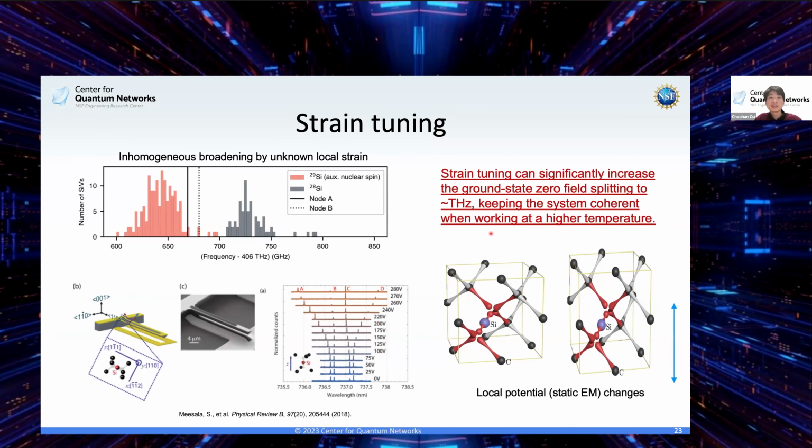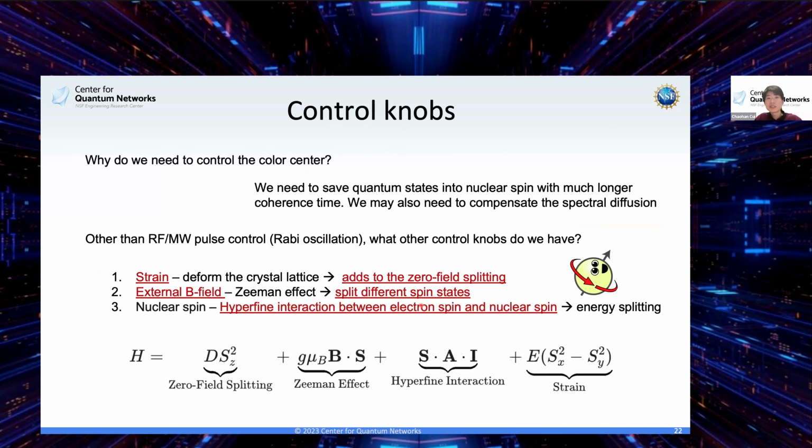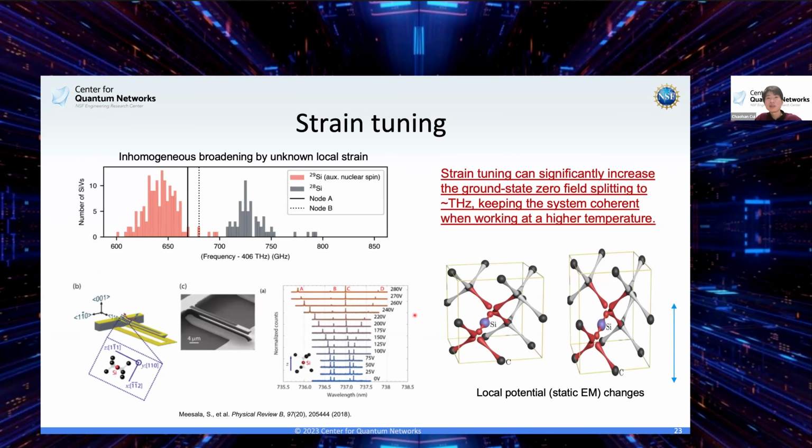What's the benefit of that? Recall why we cannot work at 4 Kelvin: the ground state splitting is only 50 gigahertz. If you make it terahertz, you basically can make it work at 4 Kelvin, but still it cannot work at room temperature.